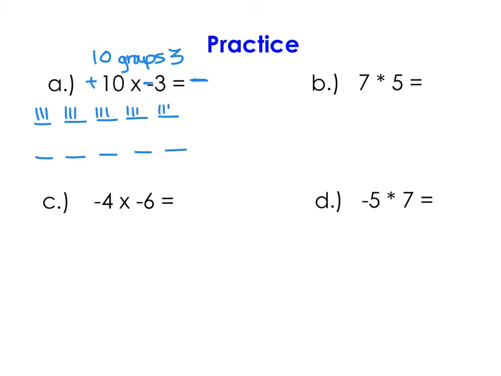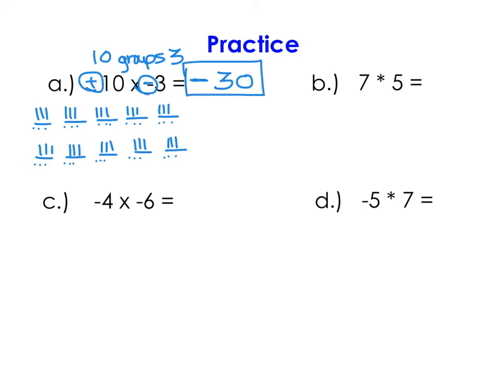So we can make this very visual for you if you're not good with multiplication. So draw it out. We have 10 groups with 3 in each group. And then all we need to do is count. So we have 1, 2, 3, 4, 5, 6, 7, 8, 9, 10, 11, 12, 13, 14, 15, 16, 17, 18, 19, 20, 21, 22, 23, 24, 25, 26, 27, 28, 29, 30. So I know that my answer of 10 times 3 is 30, and then because I have a positive times a negative, my result is a negative 30.